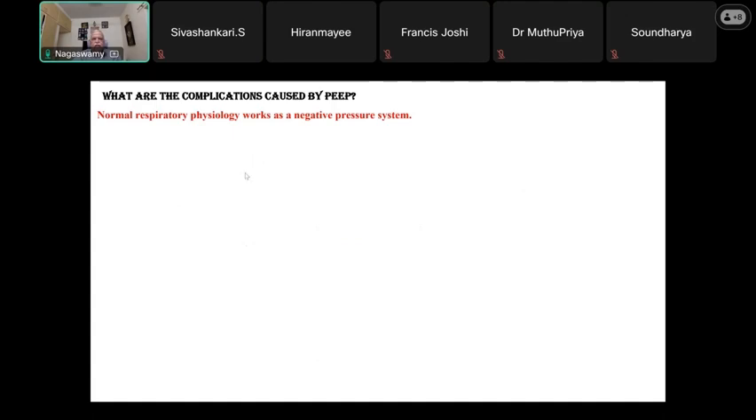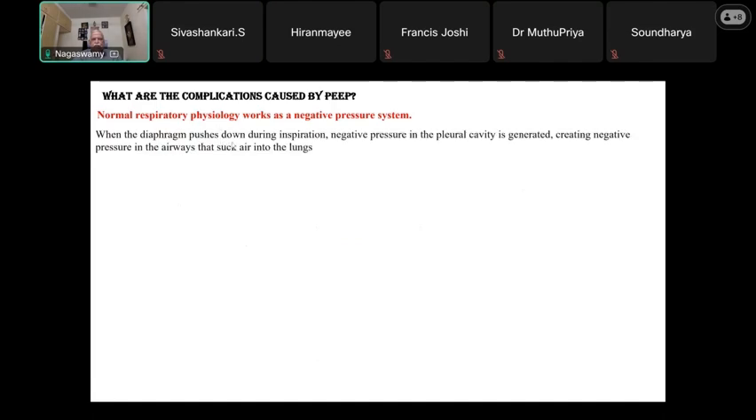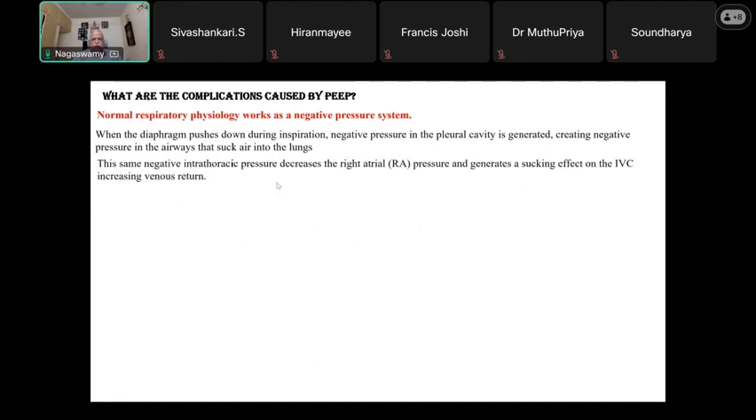So normal respiratory physiology works as a negative pressure system. When the diaphragm pushes down during inspiration, negative pressure in the pleural cavity is generated, which sucks the air into the lungs. The same negative pressure also decreases the right atrial pressure and generates a sucking effect on the IVC, which increases the venous return. So the lungs are inflated, and the right atrium is also filled by the negative pressure.